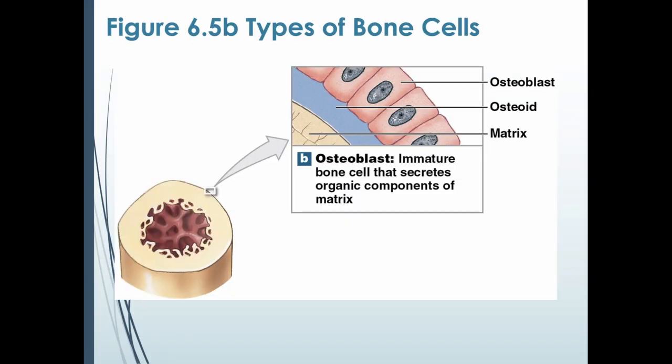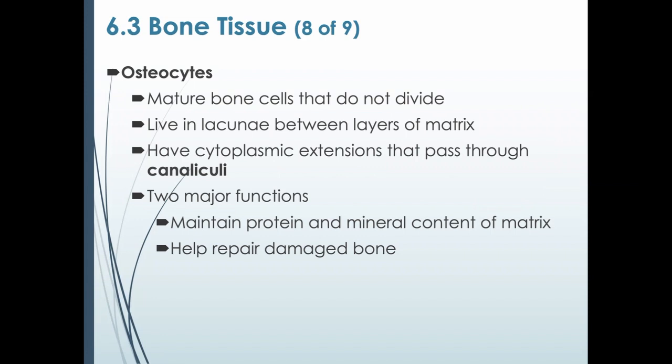So there's your osteoblast. These are the same pictures we saw before. So move into those osteocytes. Those are going to be those mature bone cells that do not divide. They're going to live in the lacuna, if it's singular, and that's found in between the layers of the matrix. They're going to have cytoplasmic extensions that pass through the canaliculi. Essentially, that's how messages pass, how nutrients pass, and how waste passes, through those cytoplasmic extensions.